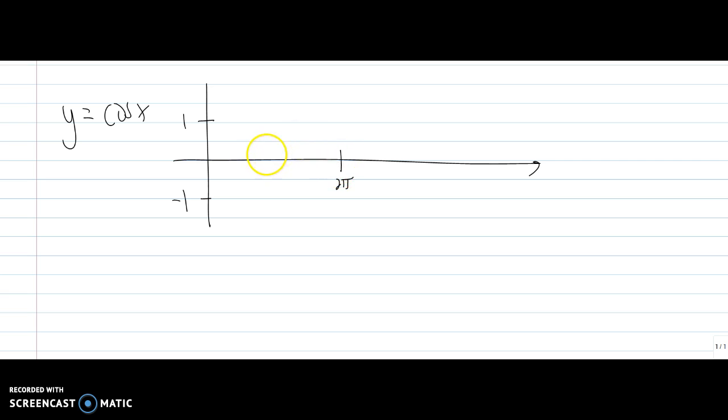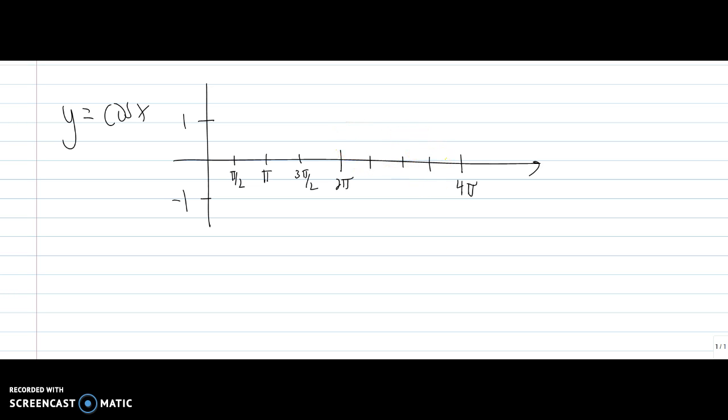Halfway through the first period is an x value of pi. The quarter point has an x value of pi over 2. The 3/4 point is 3 pi over 2. So there's my good details for the first period. For the second period, it's going to end at 4 pi, and then I'll just put points at the quarter points and 3/4 points.